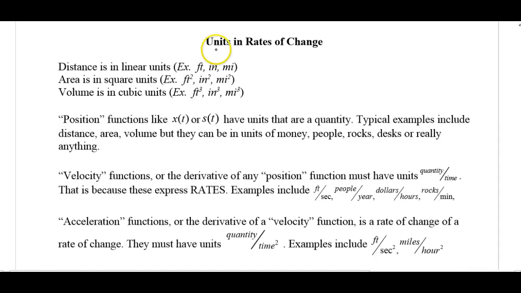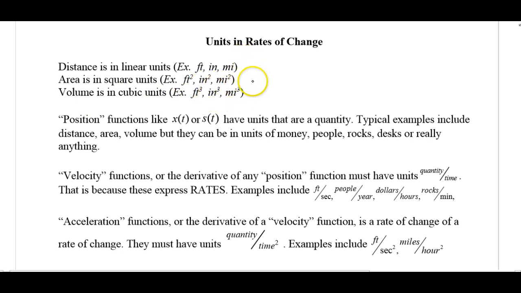Alright, the next thing I want to talk about is units involved in rates of change. Distance is in linear units. Examples of distances are feet, inches, miles. Area, on the other hand, is in square units. Examples of area are feet squared, inches squared, miles squared. And then volume is in cubic units: feet cubed, inches cubed, and miles cubed.